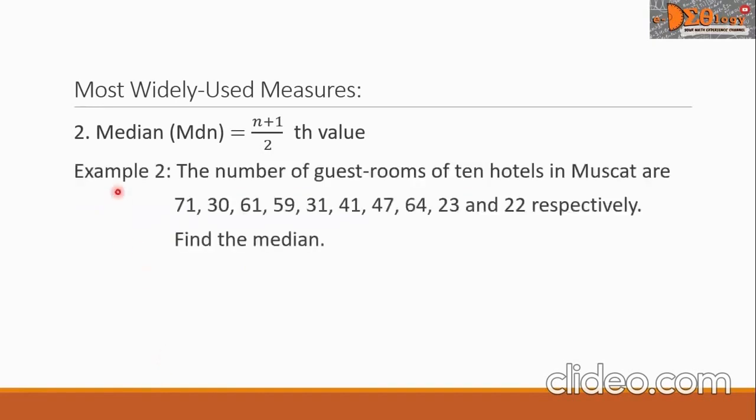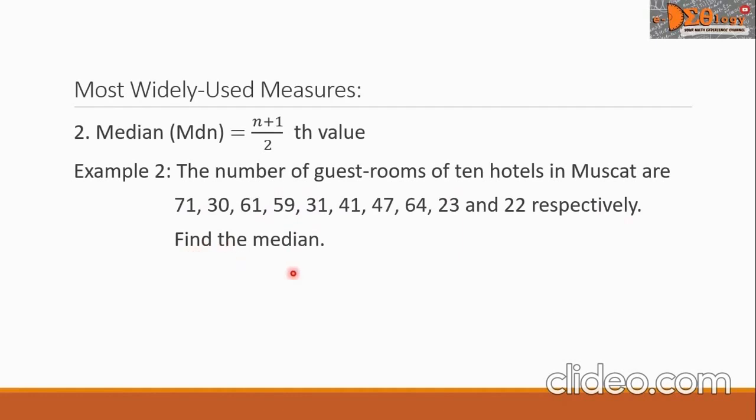Let us have example 2. The number of guest rooms of 10 hotels in Muscat are 71, 30, 61, 59, 31, 41, 47, 64, 23, and 22 respectively.